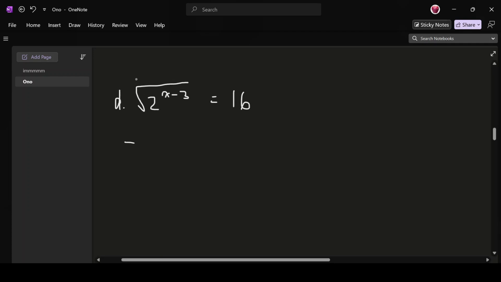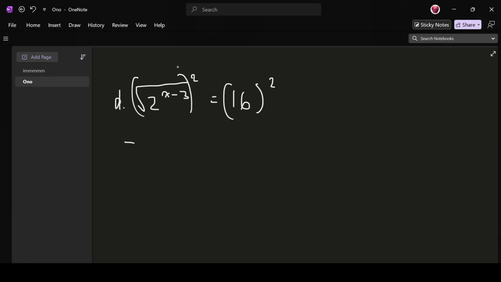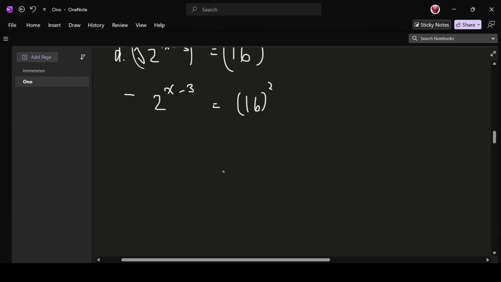So, first method is to square both sides, because there's a square root here. And you can actually just square both sides so that this and this cancel out. And yeah, we're just left with 2 to the power of x minus 3 is equal to 16 squared. Okay, since this is base 2, we want to make this base 2. So I'm going to write 2 to the power of x minus 3.